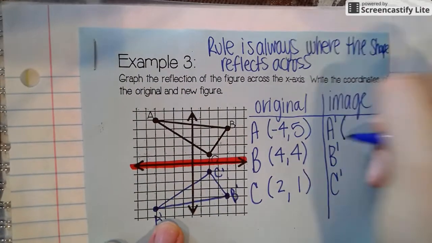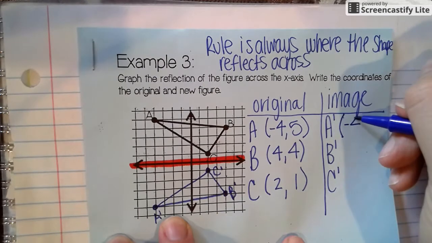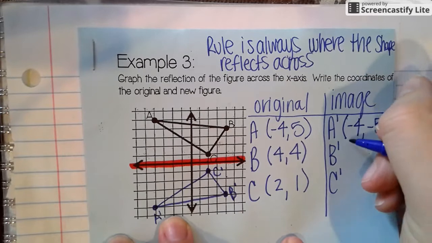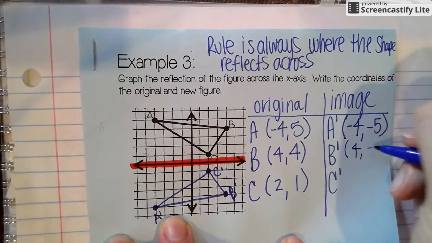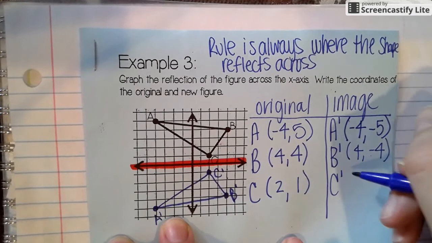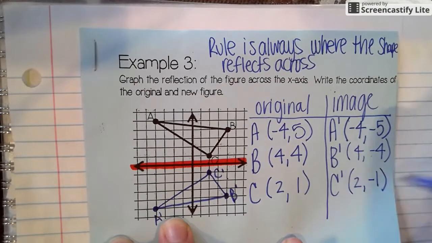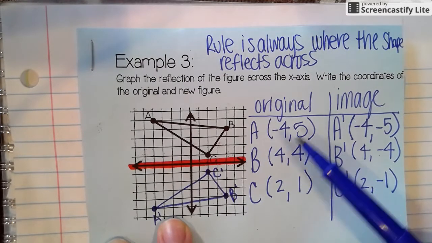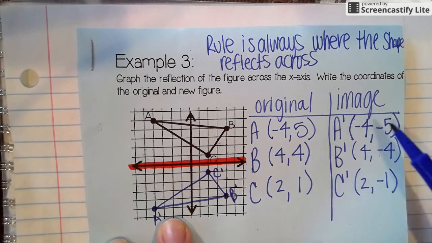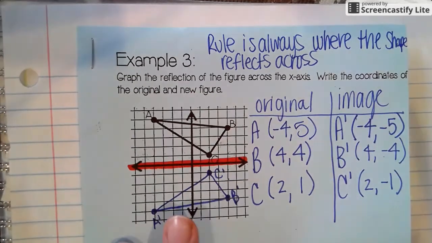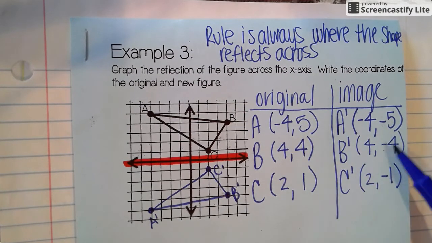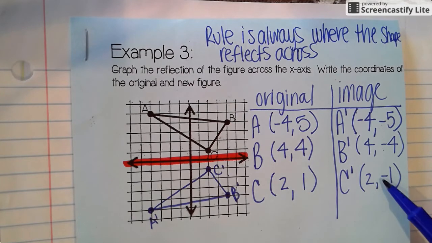So A prime is going to be -4, -5. B is going to be 4, -4, B prime. C prime is going to be 2, -1. Now, if you notice, the only thing when you reflect across the x-axis, the x points stay the same, but the y points actually change to the opposite. So you notice this one is 5 and this is -5. This was 4, this changed to -4. This was 1 and this changed to -1.